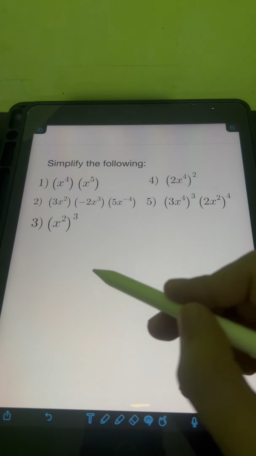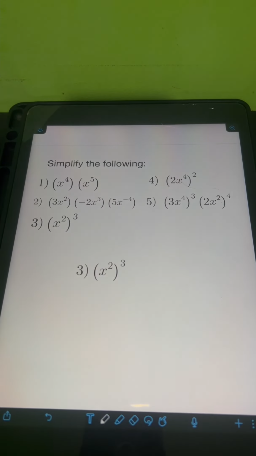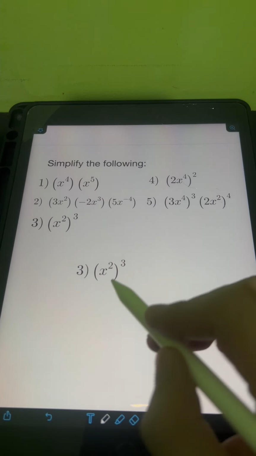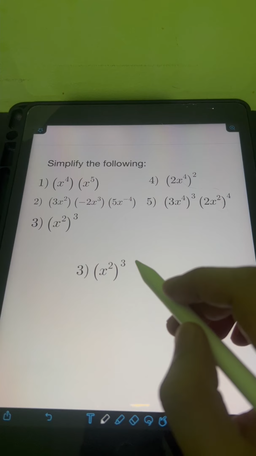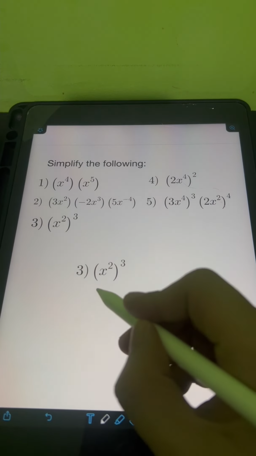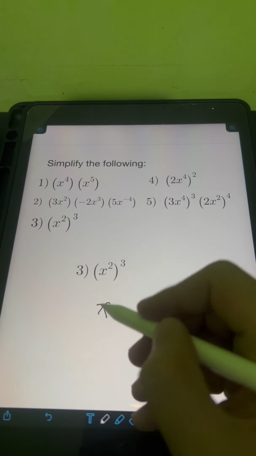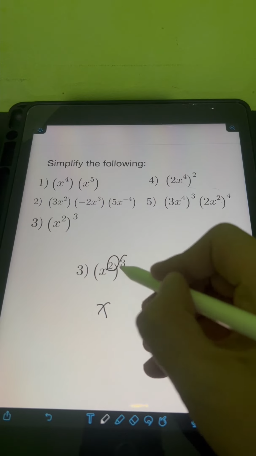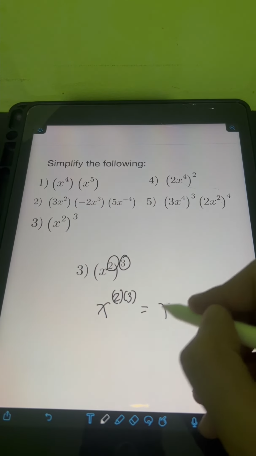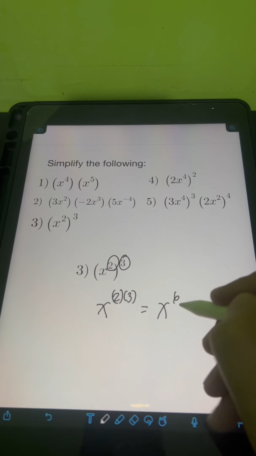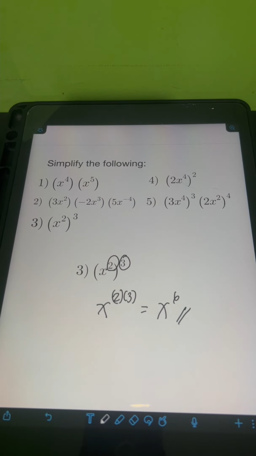Next, for number 3, we have x squared raised to the third. When we are raising a power of x to another exponent, we can apply the power to a power law of exponent. So we can just copy the same base x and then multiply the exponents 2 times 3. So we will have x raised to 2 times 3, or 6. So x raised to the 6th power.